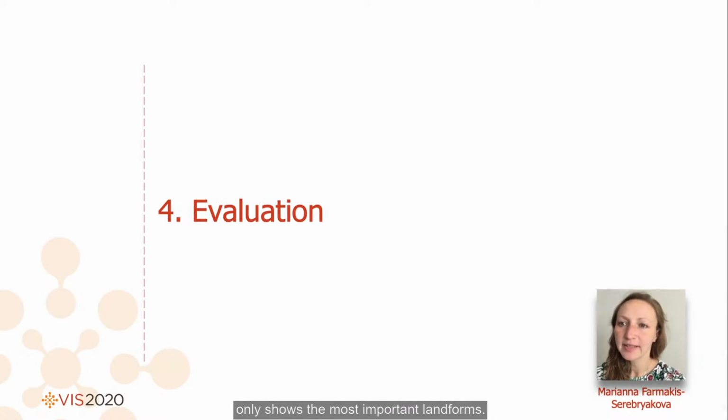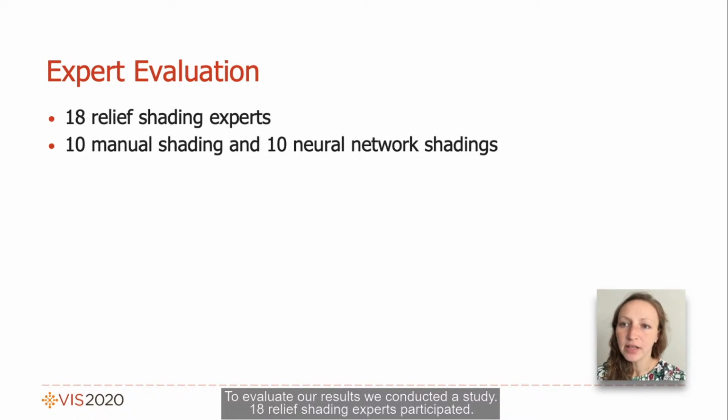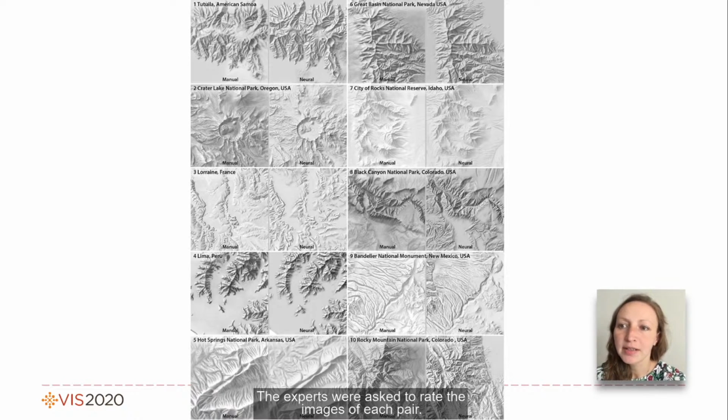To evaluate our results, we conducted a study. 18 relief shading experts participated. We selected 10 high-quality shaded relief images that were produced manually. We then created corresponding shaded relief images of the same area with our neural networks. The experts were asked to rate the images of each pair.